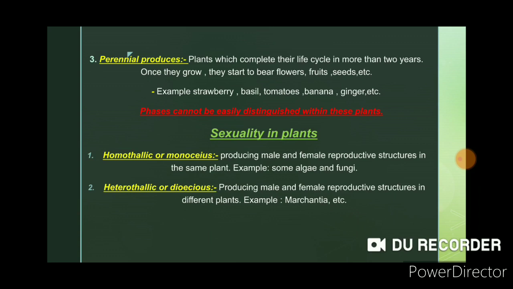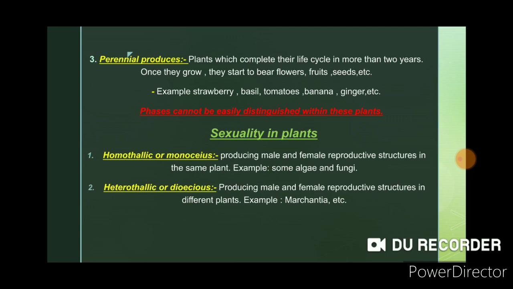This was about sexual reproduction in plants. Coming up next, we have sexuality in plants. What does sexuality mean? Sexuality means which type of sex a plant consists of, that is, which type of reproductive part it has, whether it is a male part or a female part.